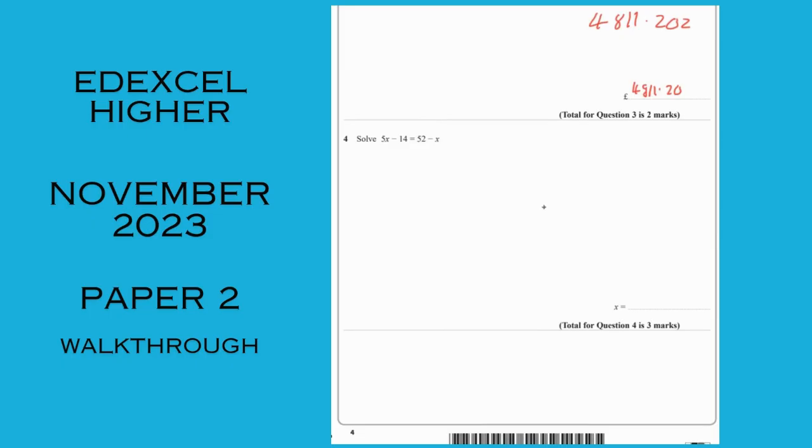Solving, let's isolate the x's, let's add x to both sides. Let's add 14 to both sides. Looks much more friendly. Divide both sides by 6.